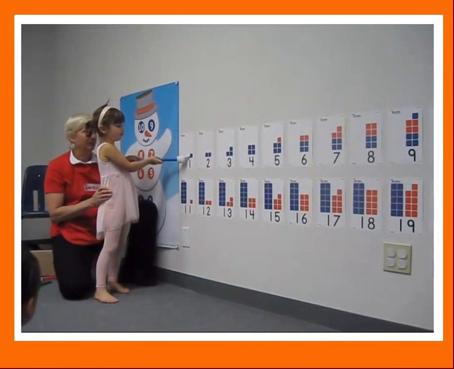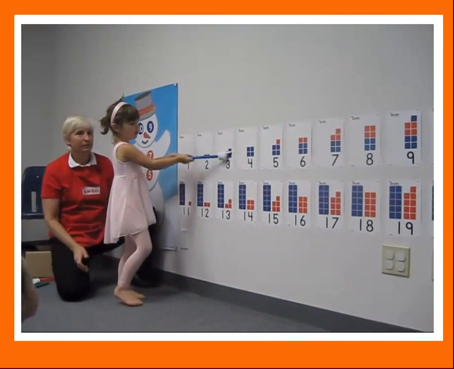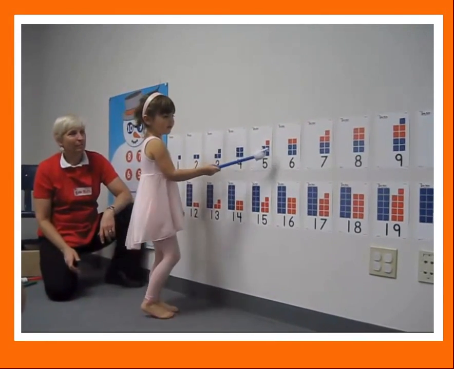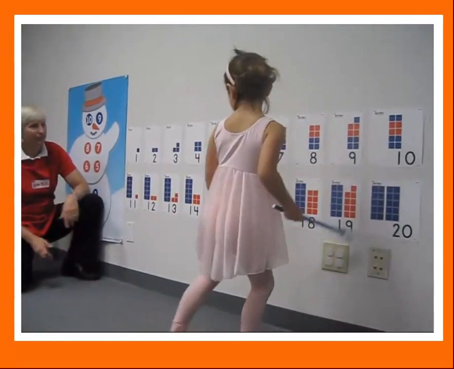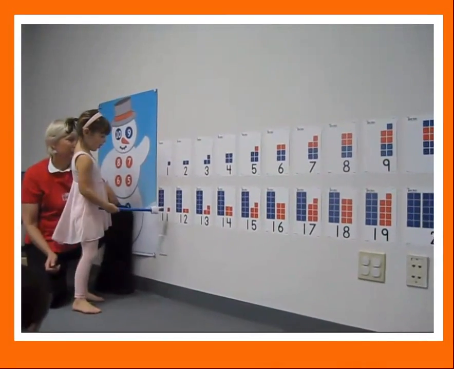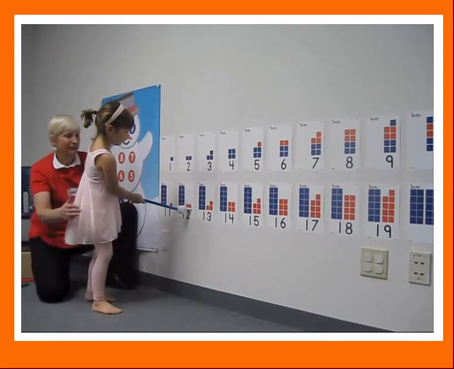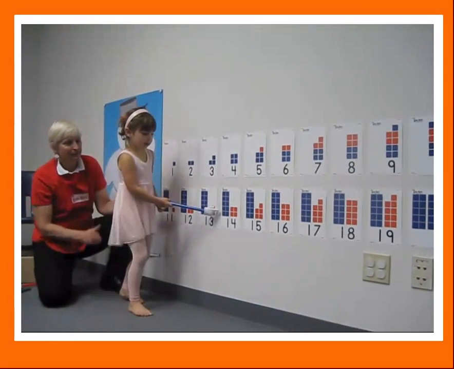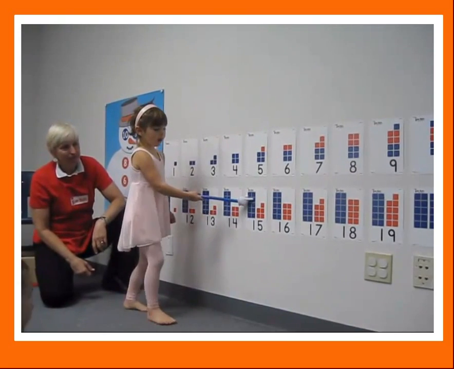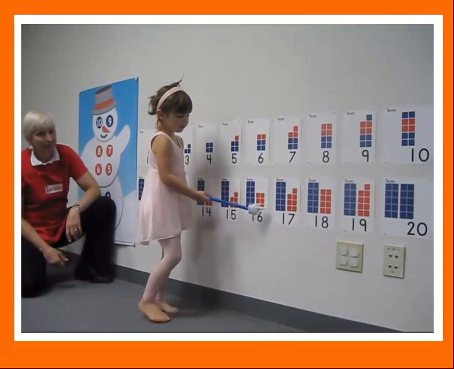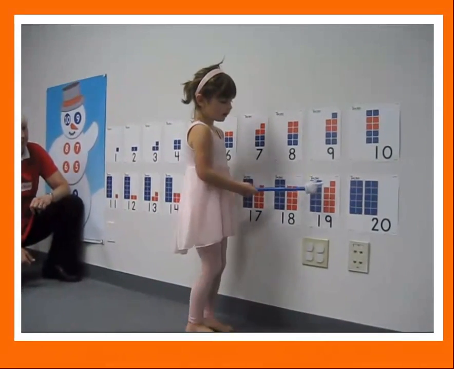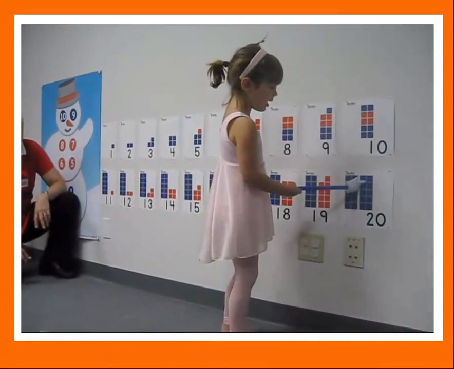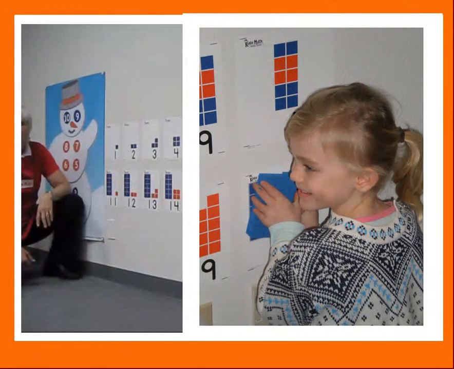Count safely. 1, 2, 3, 4, 5, 6, 7, 8, 9, 10. 10 and 1, 10 and 2, 10 and 3, 10 and 4, 10 and 5, 10 and 6, 10 and 7, 10 and 8, 10 and 9, 10. This preschooler is matching 20 with two 10 blocks.